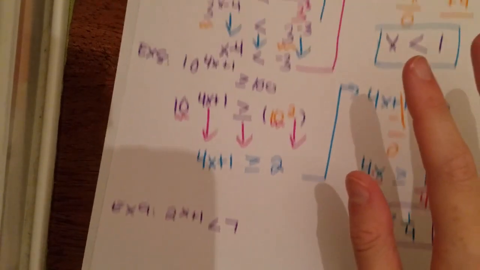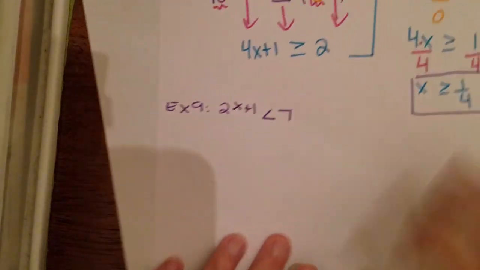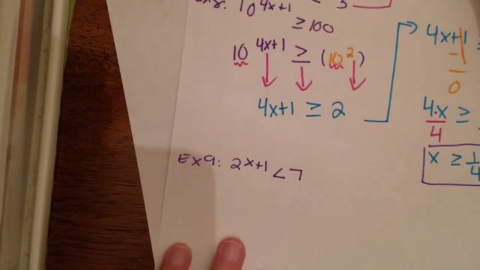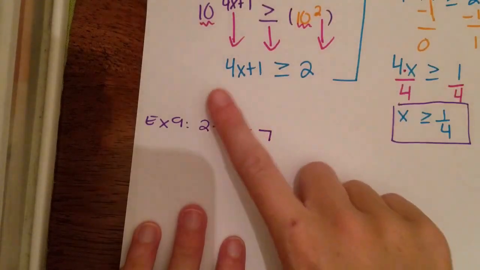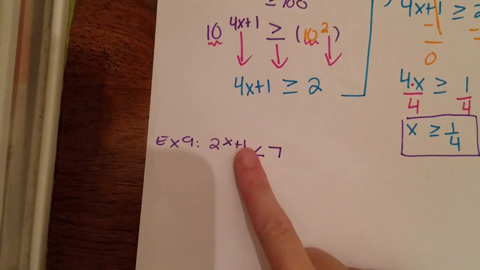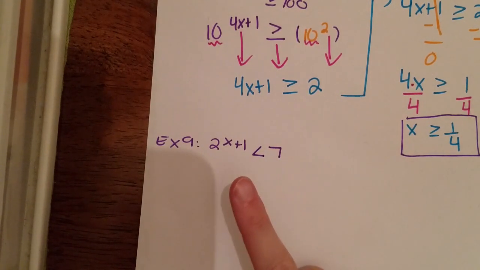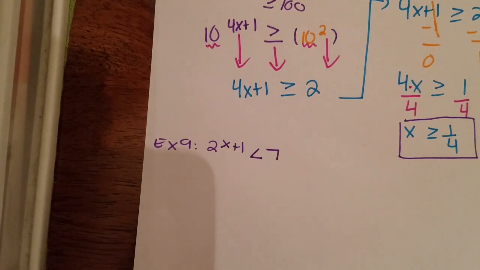Now, this is when this thing I warned you about is going to come into play. Currently, the inequality is facing away from my variable. So if that variable moves to the other side, that inequality must still face away from my variable. Okay, so we have to be careful. Our inequality faces the same way it always faces.